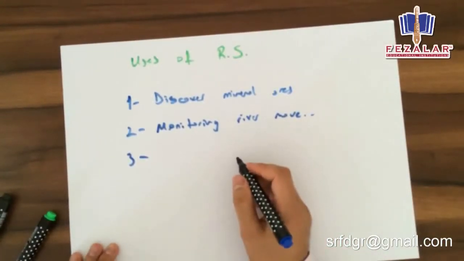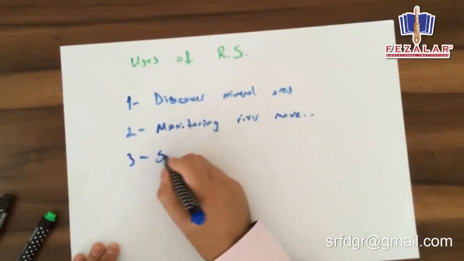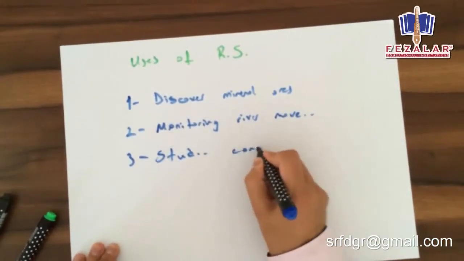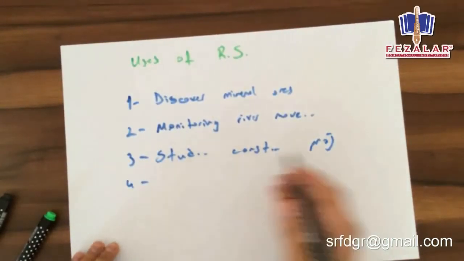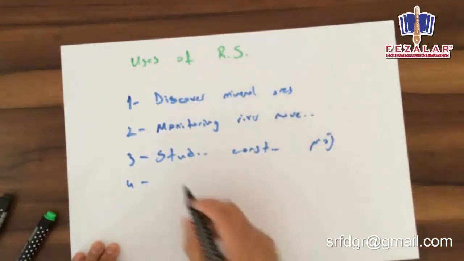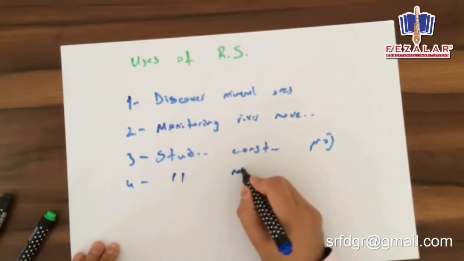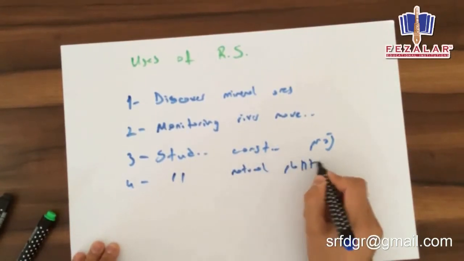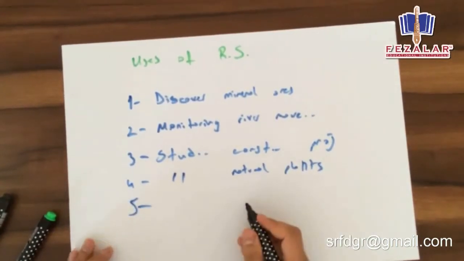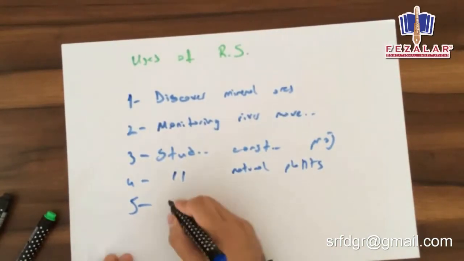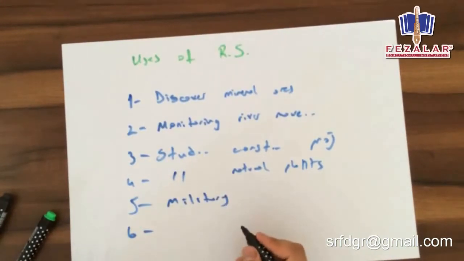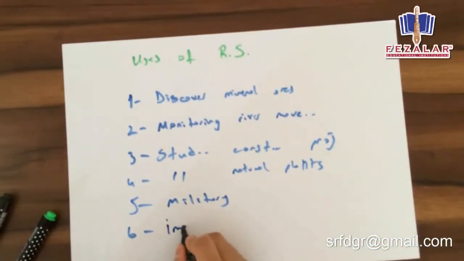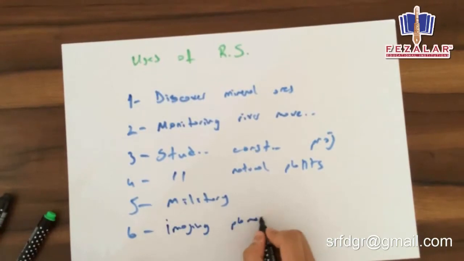The third one is studying construction projects. The fourth one is studying natural plants or soil quality distributions. My writing is very bad, I'm sorry. Then the fifth one is they are used in military applications, very dangerous. And the sixth one is they are used in imaging of stars or planets, let's say.